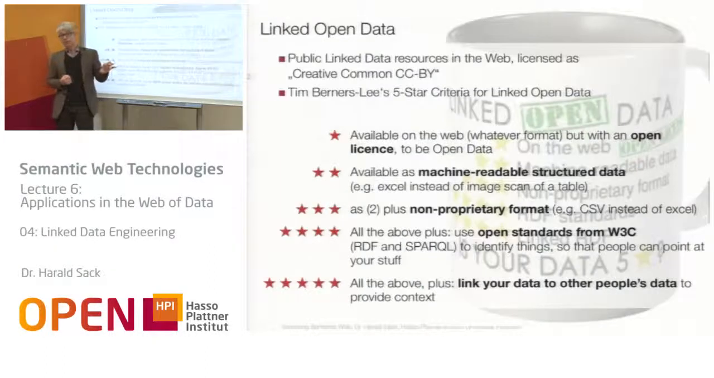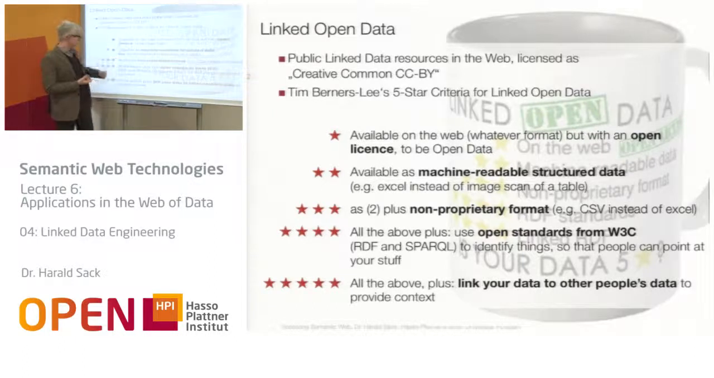To make your data available on the linked open data cloud, Tim Berners-Lee, you remember, the inventor of the World Wide Web and also the Semantic Web, published so-called five-star criteria for linked open data. When you publish linked open data, it means you publish your linked data as open data, so it's public, and it's published under the Creative Commons license you see here. And then you can add up to five stars, depending on the way you make your data available.